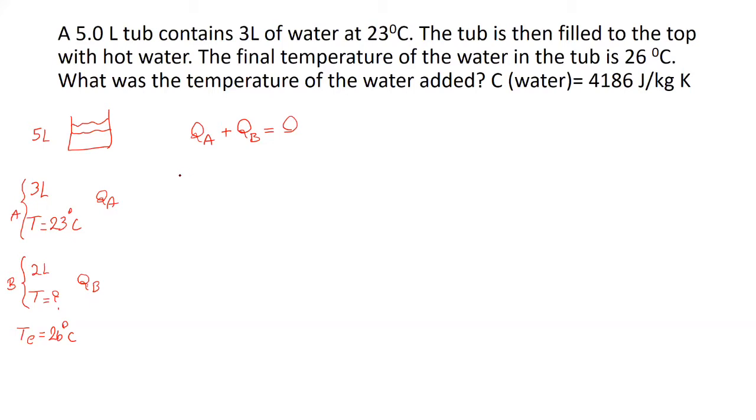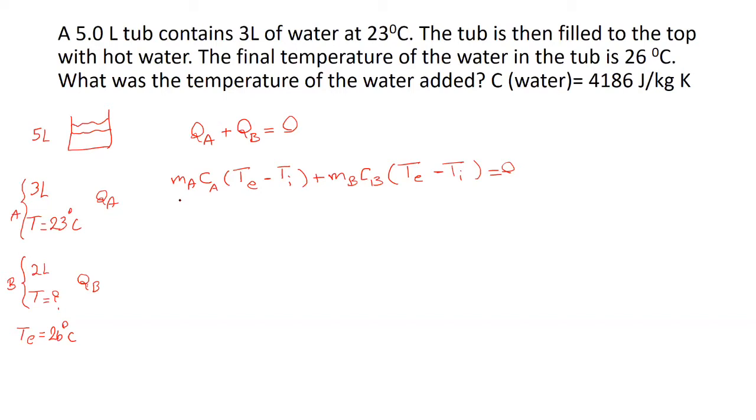Right now, what's QA equal? QA equals MA CA times T final, that is T equilibrium, minus initial T. QB is MB CB, again T final, that is T equilibrium, minus initial T for that. The sum of that is 0.